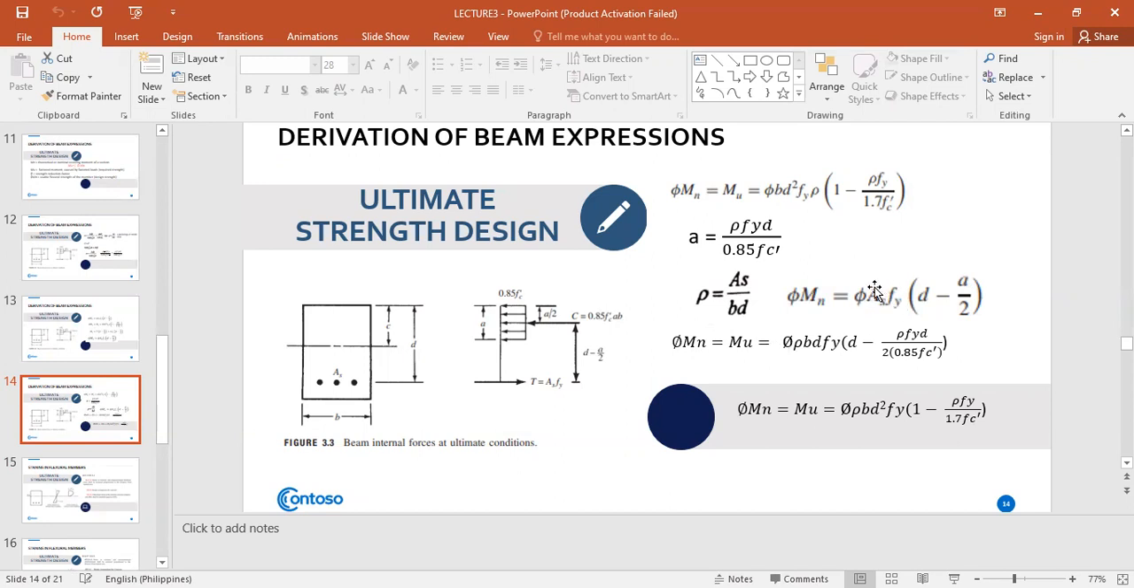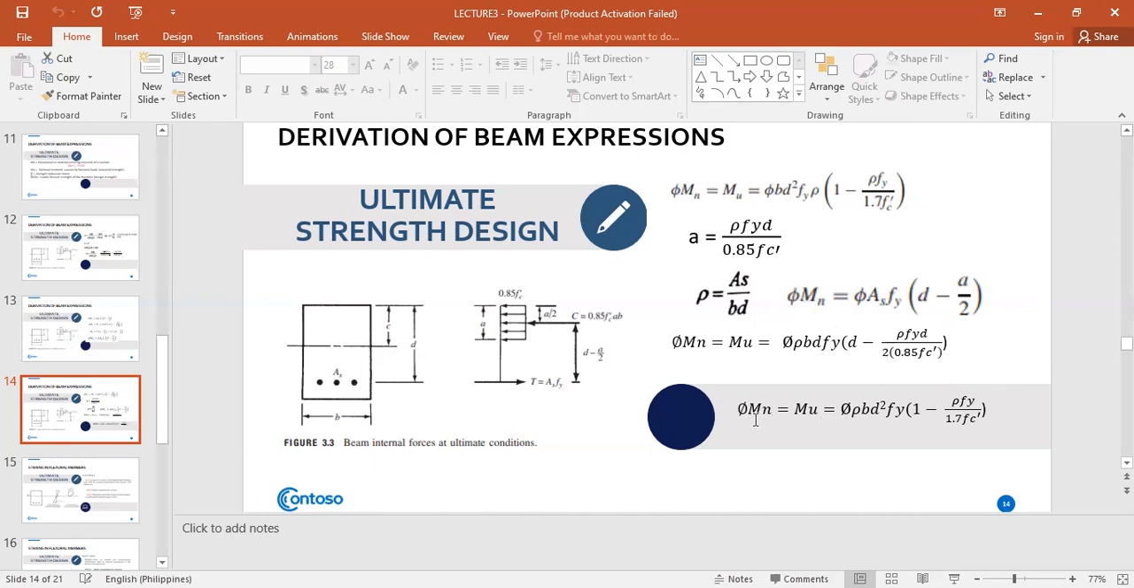which is equivalent to phi, where your As is equivalent to rho times bd. So that's why we have here rho times bd, copy the fy, multiplied by d minus the value of your a, which is rho fyd all over 2 times 0.85 fc prime. If we simplify this one further, of course, we'll take out the d's here. So this would now be placed outside, and that's why we have here 1 inside.